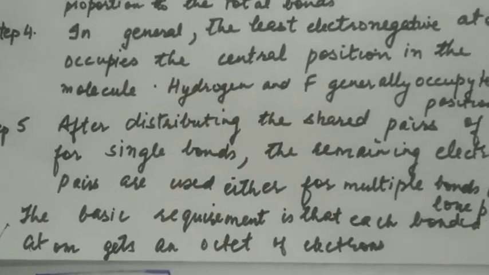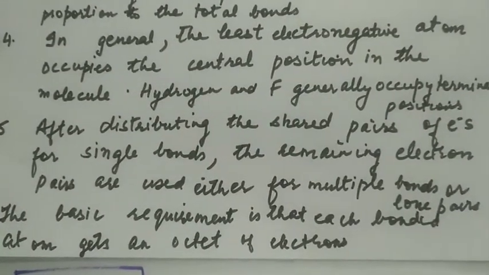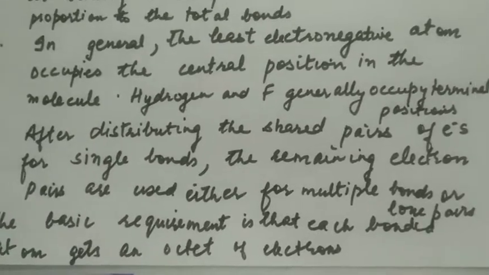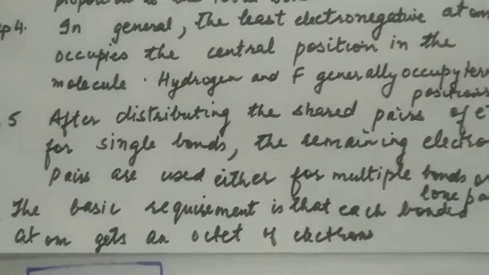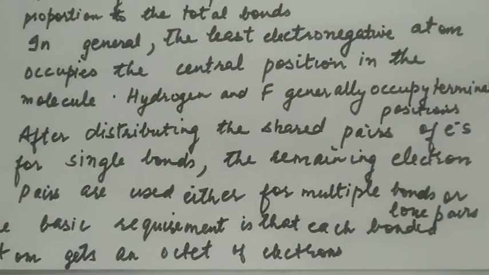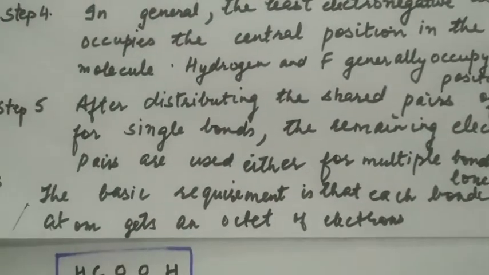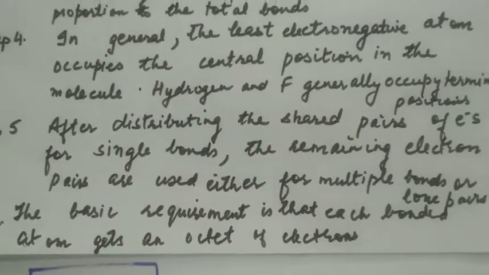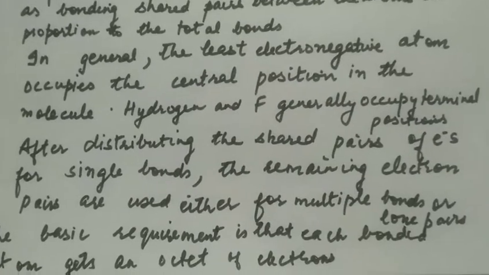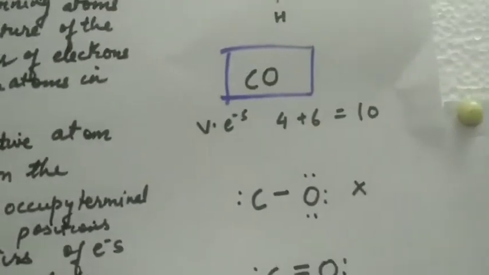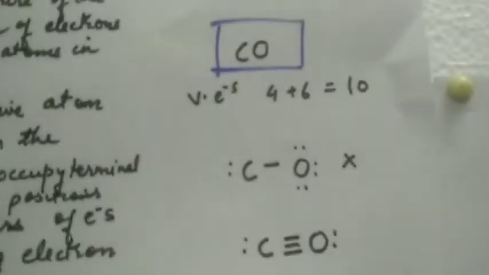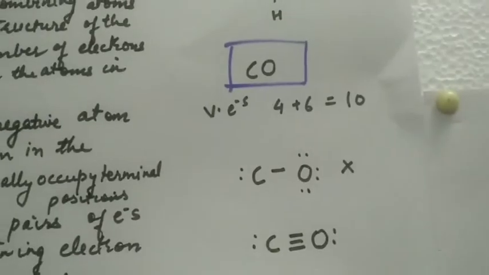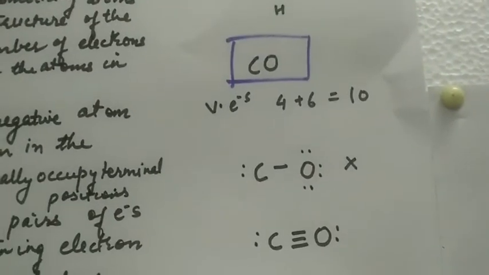After distributing the shared pair of electrons for single bonds, remaining electron pairs are used either for multiple bonds or lone pairs, and the basic requirement is that each bonded atom gets an octet of electrons. So while we place the electrons, we also make sure that each atom gets its octet.